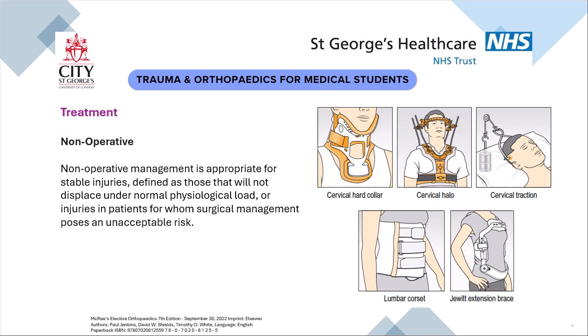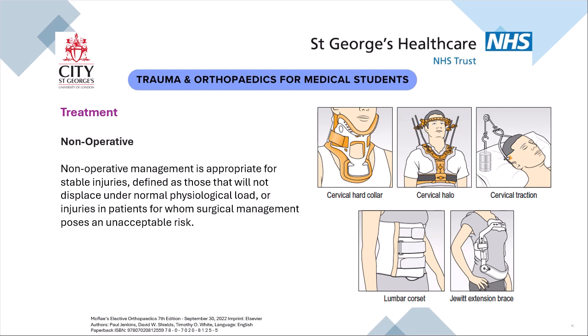As with all orthopaedics, the treatment options can be non-operative or operative. In the case of spinal injuries, non-operative treatment is really for stable injuries, which are those which will not displace under normal physiological load, or for those patients in whom surgery is not deemed to be acceptable. And there are a number of ways of doing this. You should be aware of some of the types, but not necessarily all of the indications.